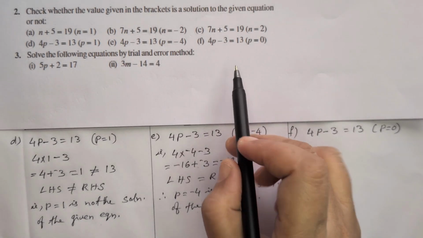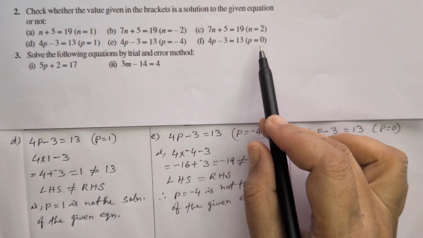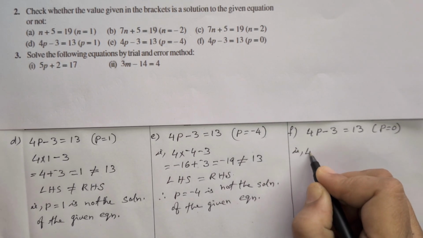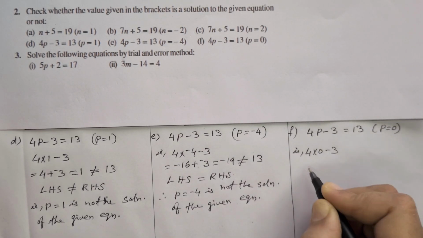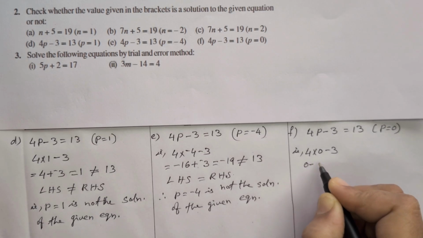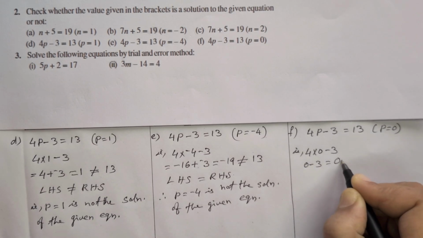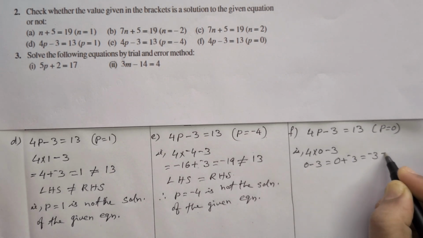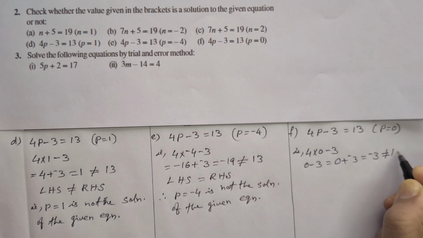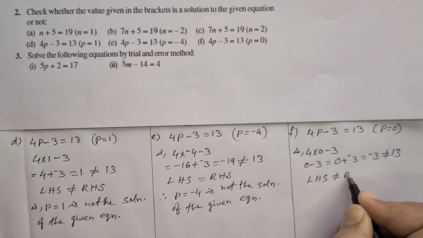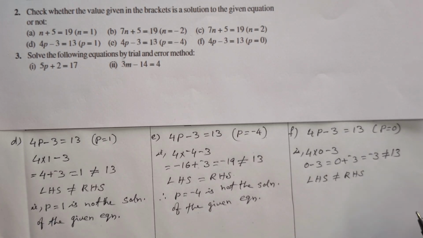Last one. 4p minus 3 is equal to 13, p is equal to 0. That is 4 into 0 minus 3. That means 4 into 0 is 0. 0 minus 3 means 0 plus of minus 3. That means minus 3. The right side answer is 13. These two are not equal. Minus 3 not equal to 13. That is LHS not equal to RHS.